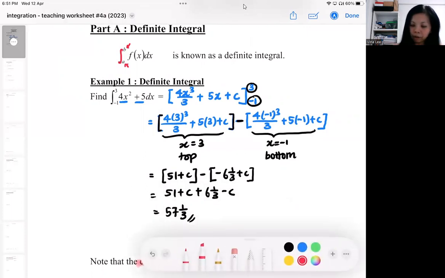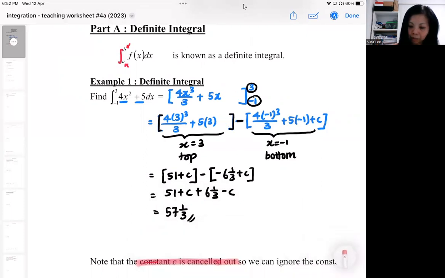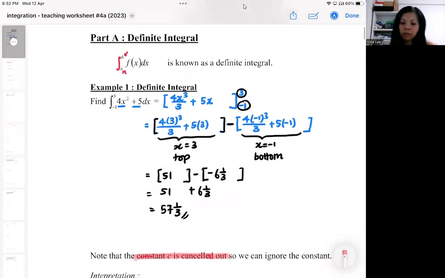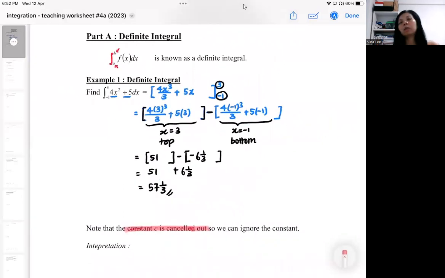In actual fact, sometimes when we present a definite integral, we can do without the plus C, because anyway it's going to be cancelled out. So that's how we handle a definite integral. The steps are very simple. You just integrate, and then do a top minus bottom: the top number sub in, subtract the bottom number sub in. It's quite simple, but there's a lot of chance to make careless mistakes, because sometimes you integrate wrongly, or sometimes you punch the calculator wrongly.